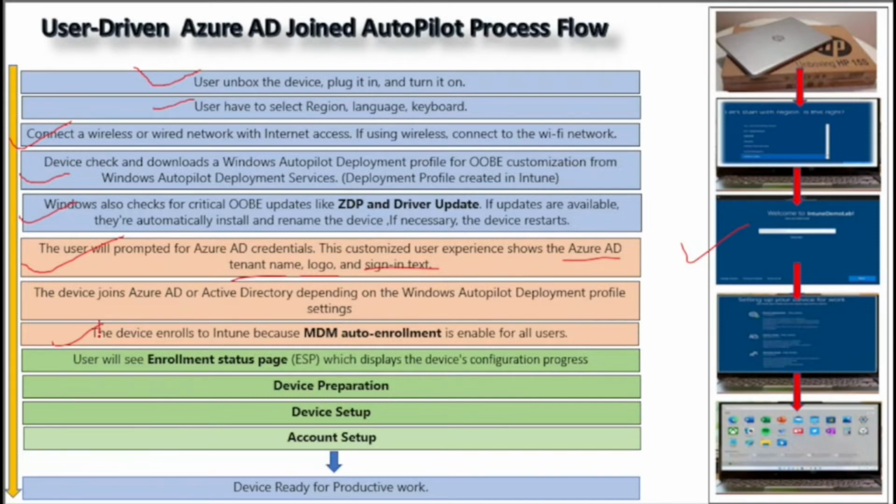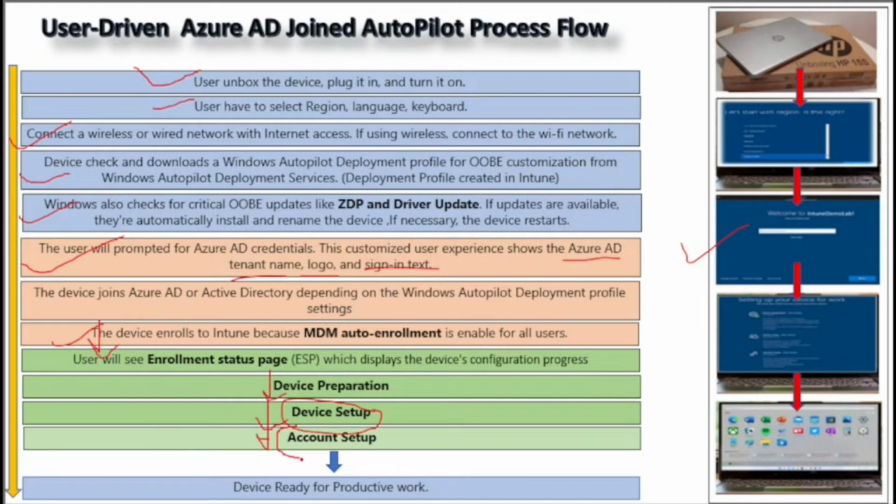Once the machine is enrolled in Intune, the user will see the enrollment status page, which displays the device configuration page. This enrollment status page moves from device preparation to device setup and then account setup. In the device preparation phase, the machine is securing the hardware, joining the device to the organization, and registering the device in MDM services. In the device configuration phase, the machine is applying the security policies, certificate profiles, network connections, and all the applications we deployed on the device.